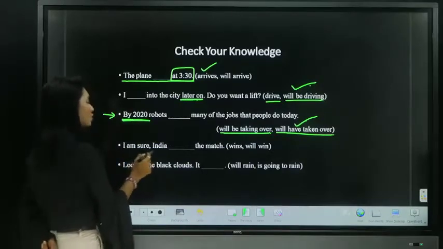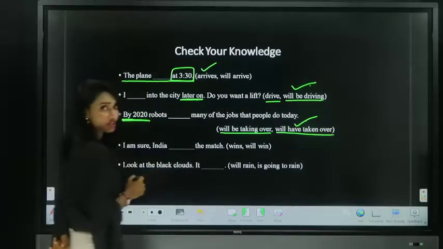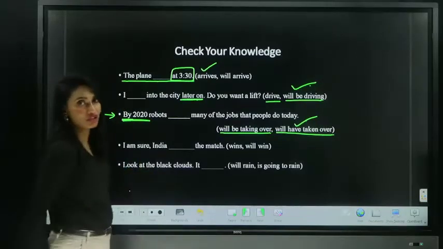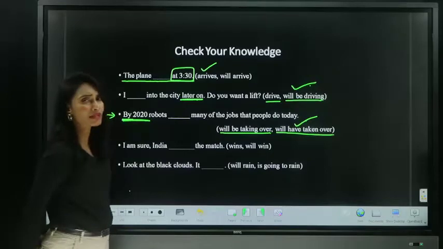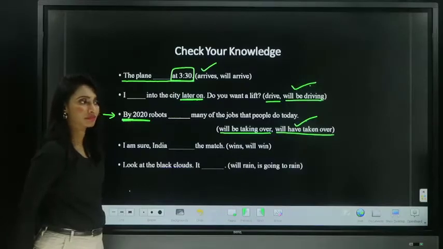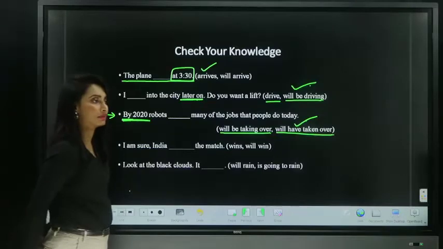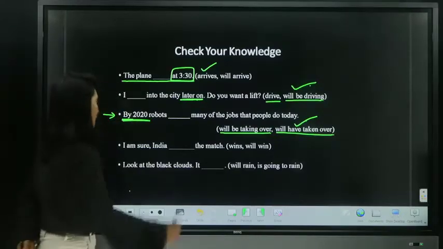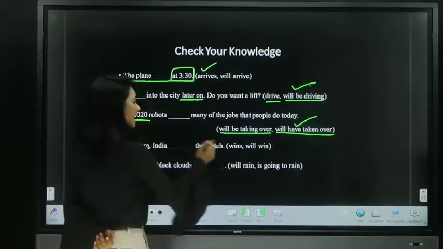Now, I'm sure India dash the match. I'm sure India dash the match. Quick. Is it simple present or simple future? Okay. So, Sunny, what about you? No, both are wrong.